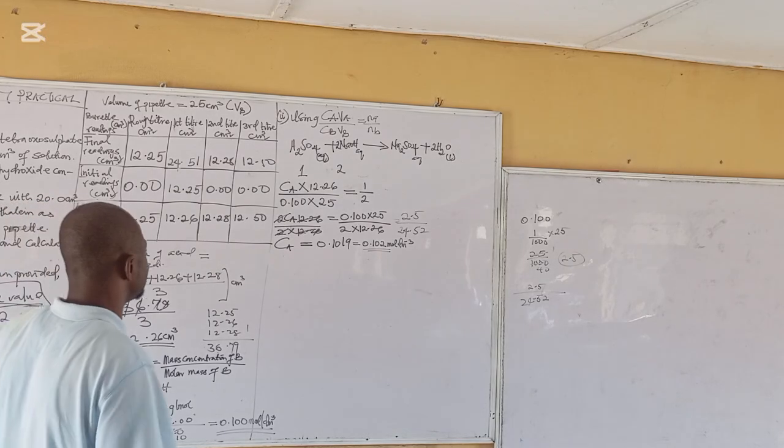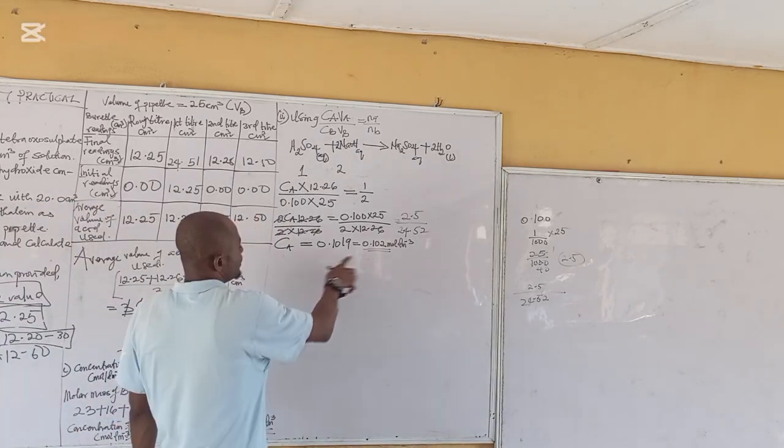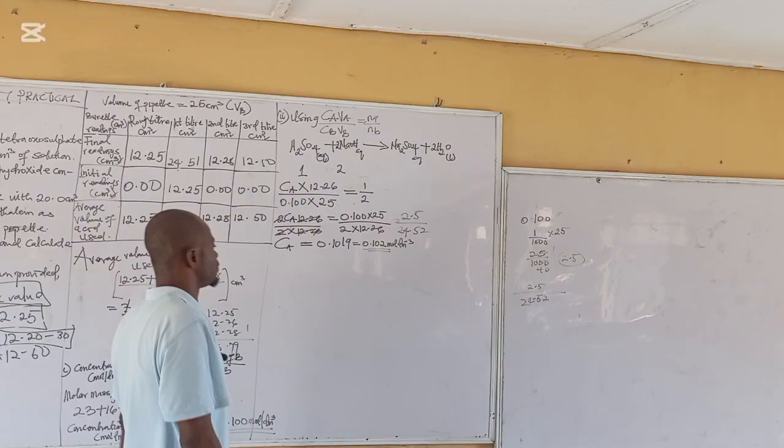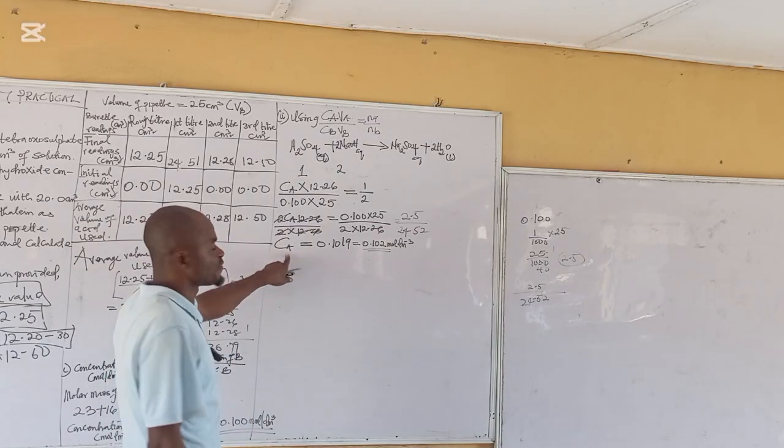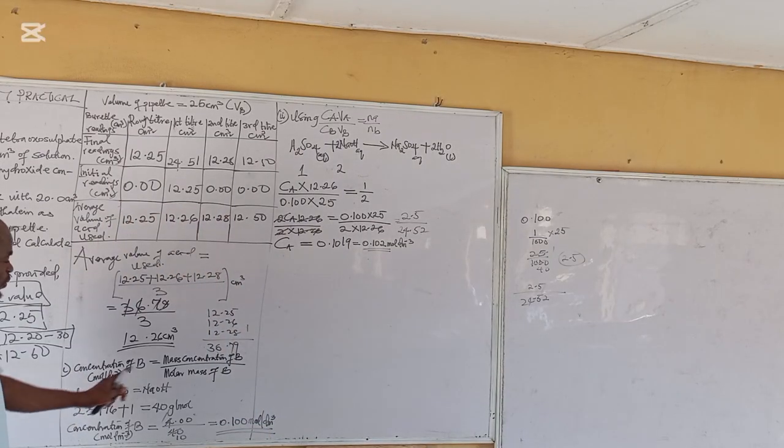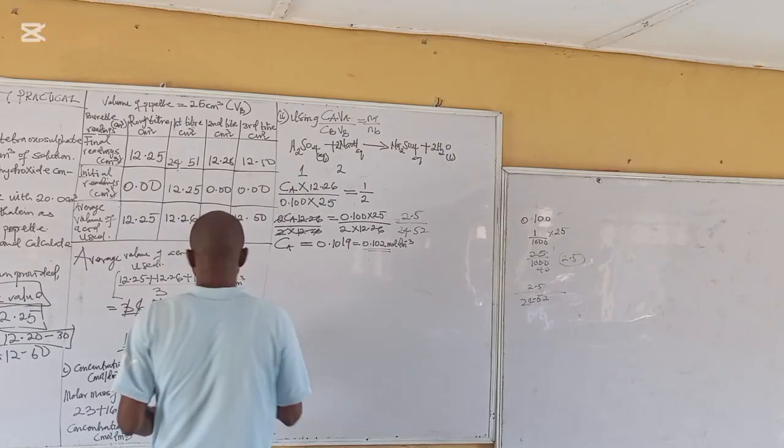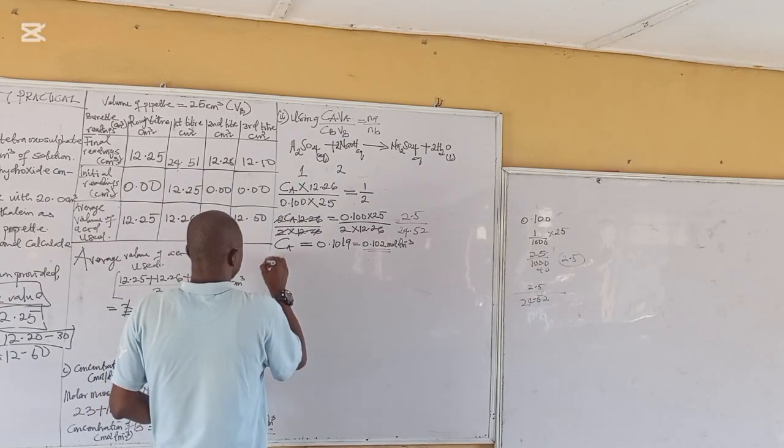Then you leave it like this. That is the concentration of pure acid. This formula is what we used for the acid. That is number 3.